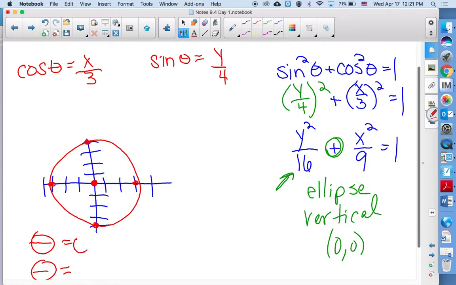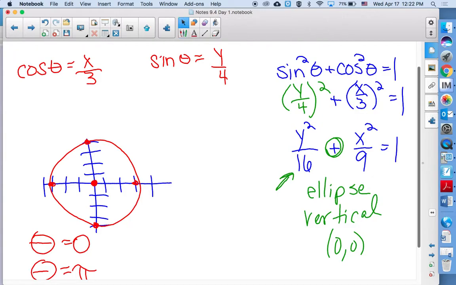What would be another easy angle to pick? Anything after 0, it doesn't matter. Pi, sure. You could have picked pi over 2 if you prefer pi over 2. But you need another angle that's going around the unit circle past 0 in that positive counterclockwise direction.